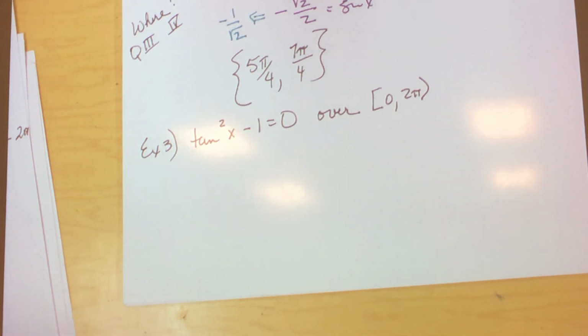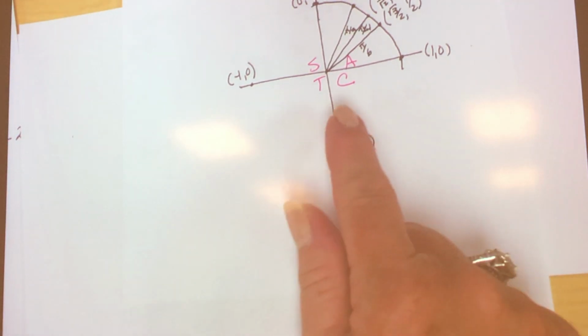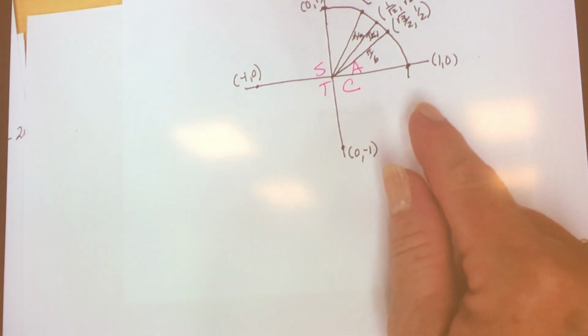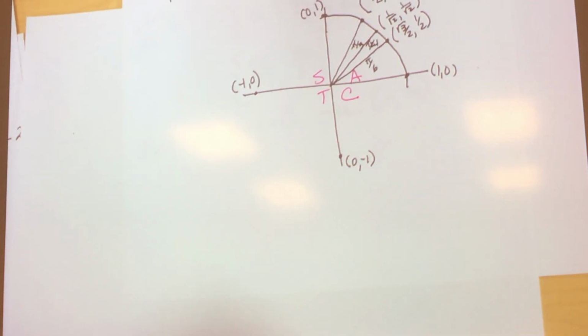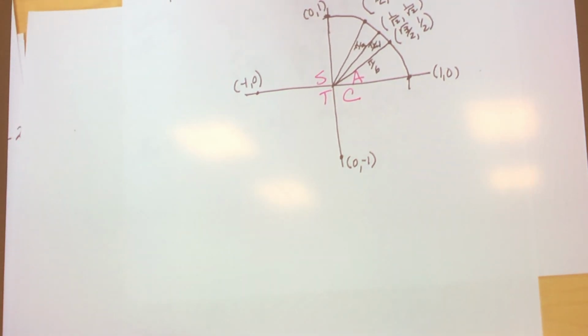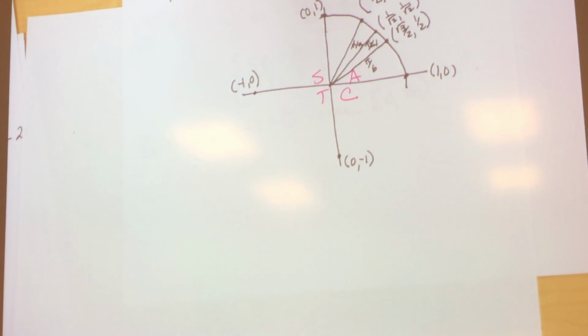What do you have to know about tangent if you're using this right here? Tangent is y over x. That's what you have to know about tangent. Y'all are supposed to have this.